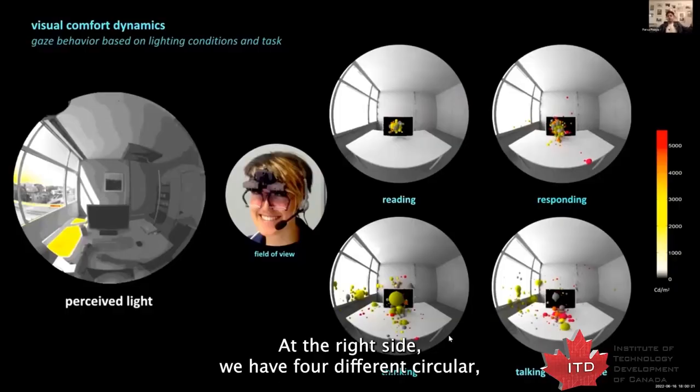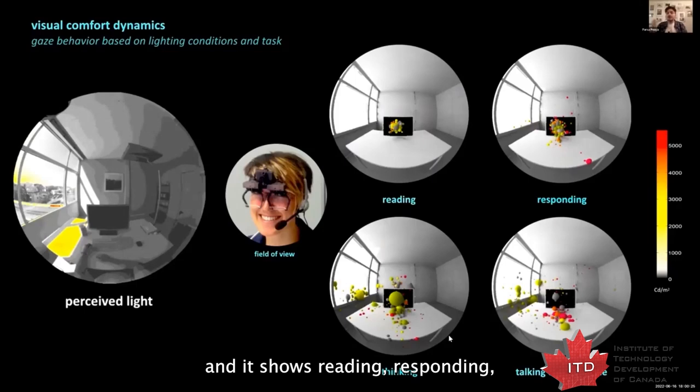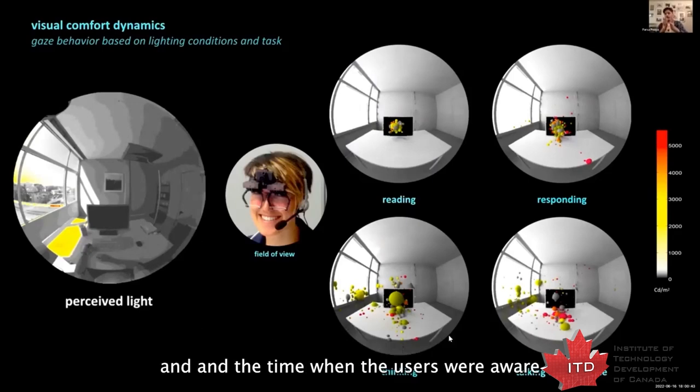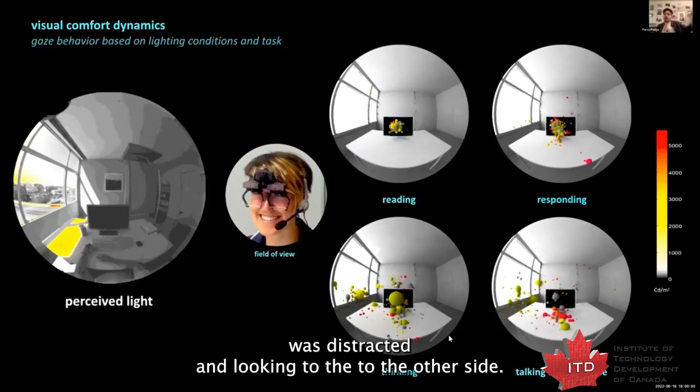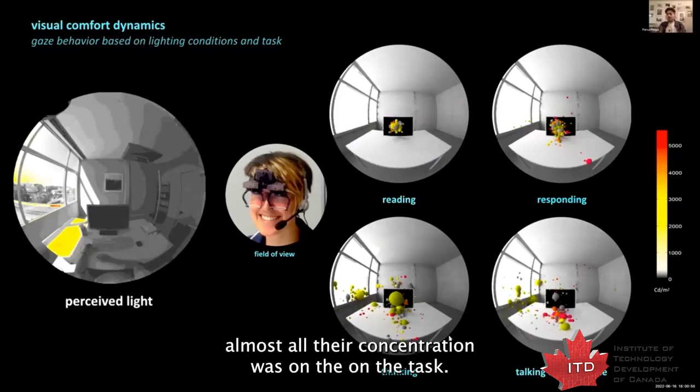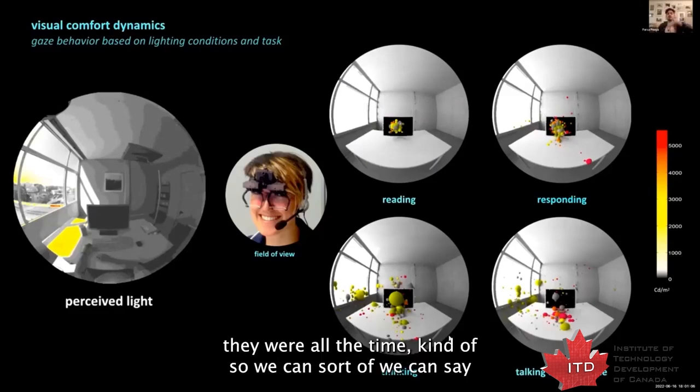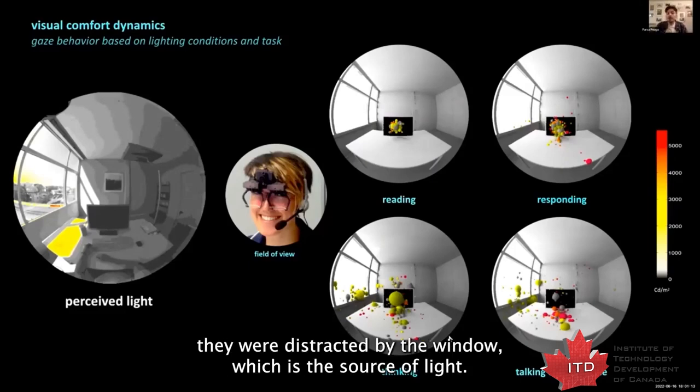On the right side, we have four different circles, and they show reading, responding, thinking, and talking on the phone. What are these small red and yellow circles standing for? They show the level of concentration of the users and the times when the users were distracted and looking to the other side. As you see, when the users were reading, almost all their concentration was on the task. But when they were responding, talking on the phone, or thinking, they were looking away most of the time, so we can say they were distracted by the window, which is the source of light.